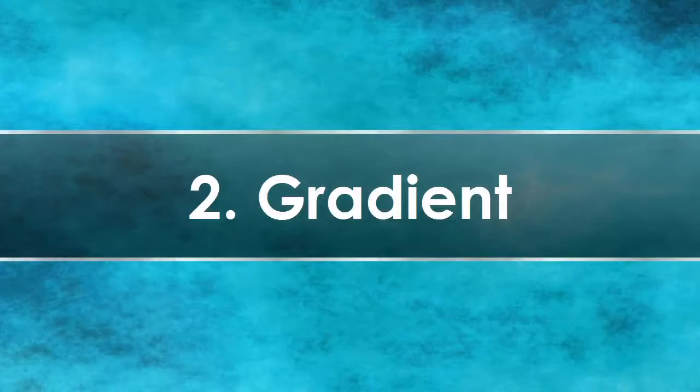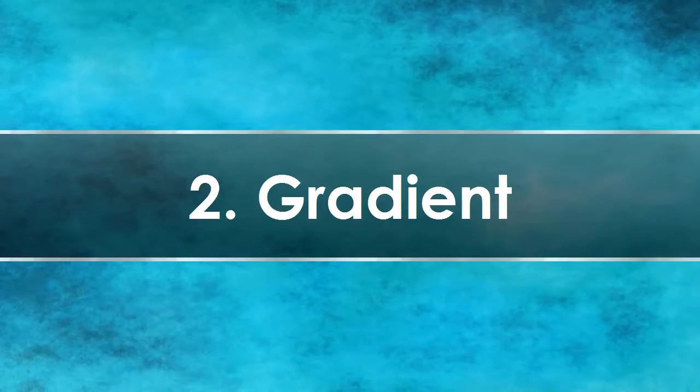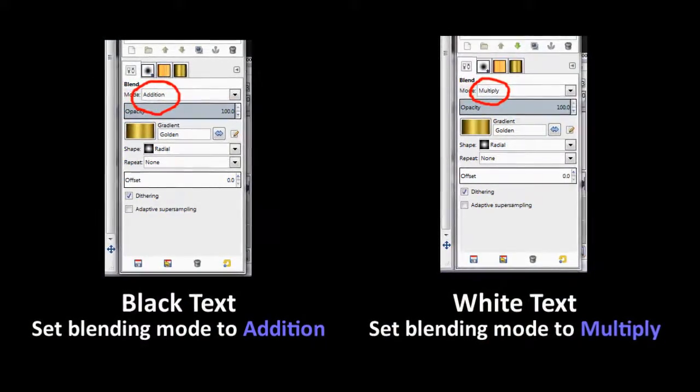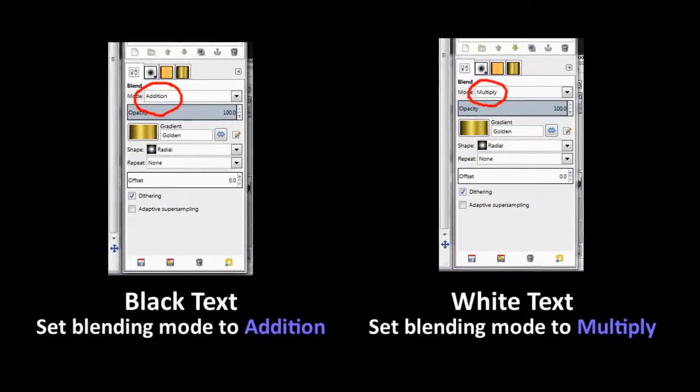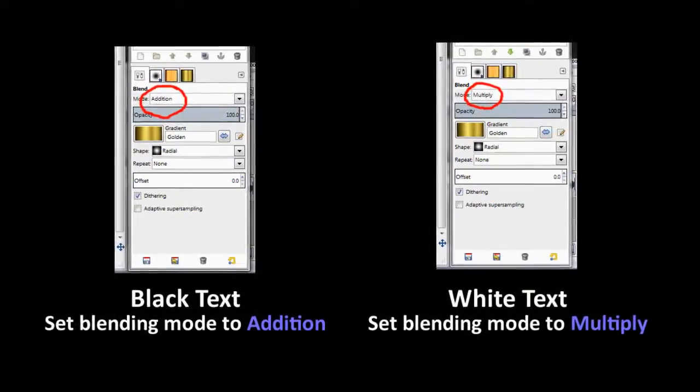Once you're satisfied with this step, let us then move on to trick number 2, the gradient trick. Go through your program's gradients list to find a gradient you like, or alternatively, you can of course create your own gradient. Now, in your gradient tool, you're going to want to set the blending mode to one of the following 2 options. If your original text was white, then you're going to choose the multiply blending option. If the original text was black, you're going to choose the add blending option instead.